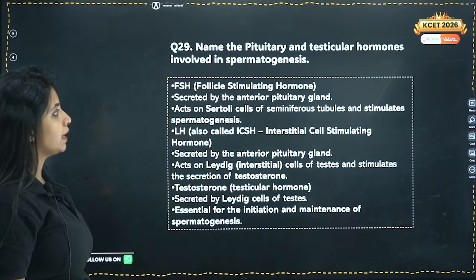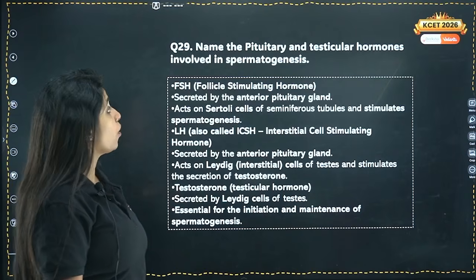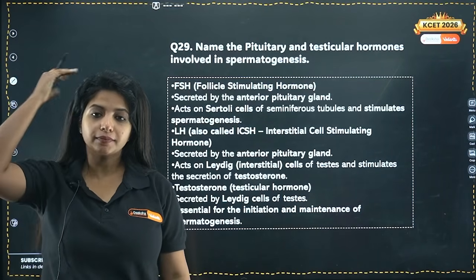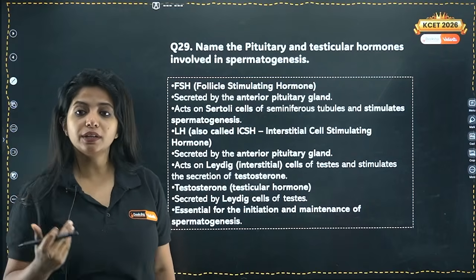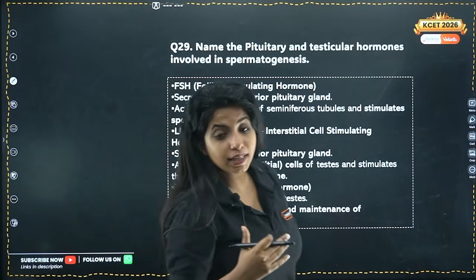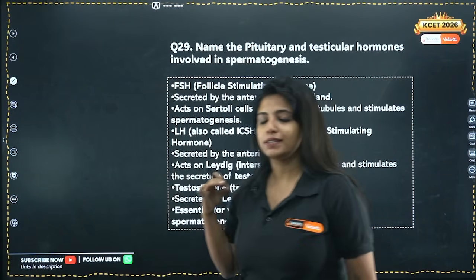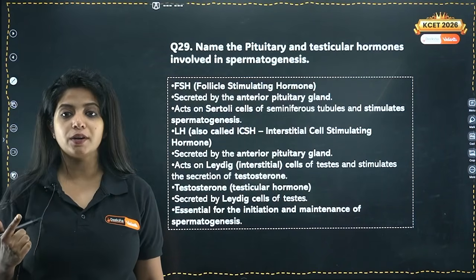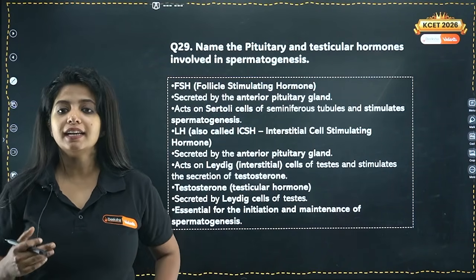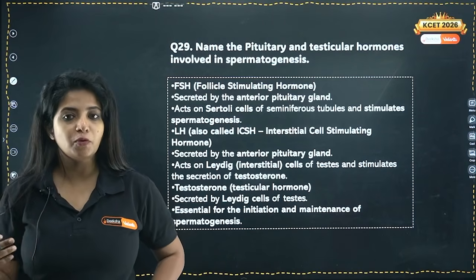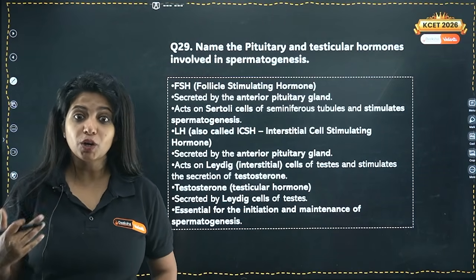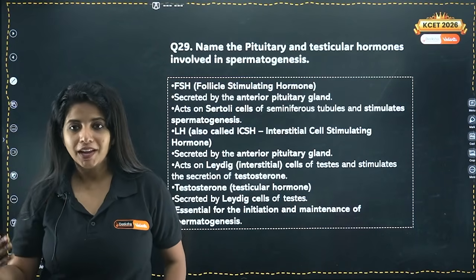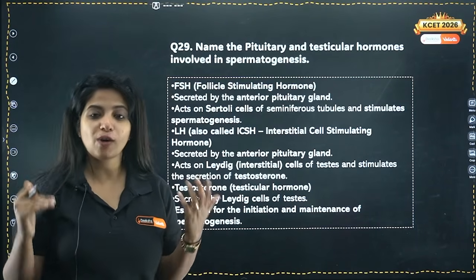Now question number 29. Name the pituitary and the testicular hormones involved in spermatogenesis. So FSH, if at all you say, that is one hormone, and the second hormone that we have from the pituitary gland is LH, luteinizing hormone. Apart from that, if you talk about testicular hormones, which the testis releases, my dear children, you have testosterone. And how do they function? How are they involved in spermatogenesis?